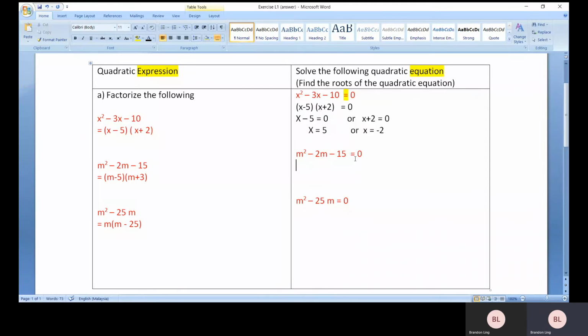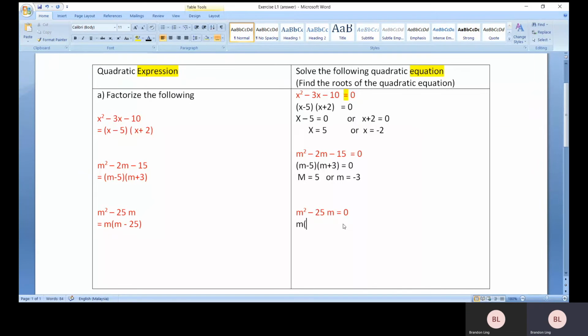Okay, next we move on to this one, m squared minus 2m minus 15 equals 0. So after you factorize it, you can write m minus 5, m plus 3 equals 0, and your final answer will be m equals 5 or m equals negative 3.